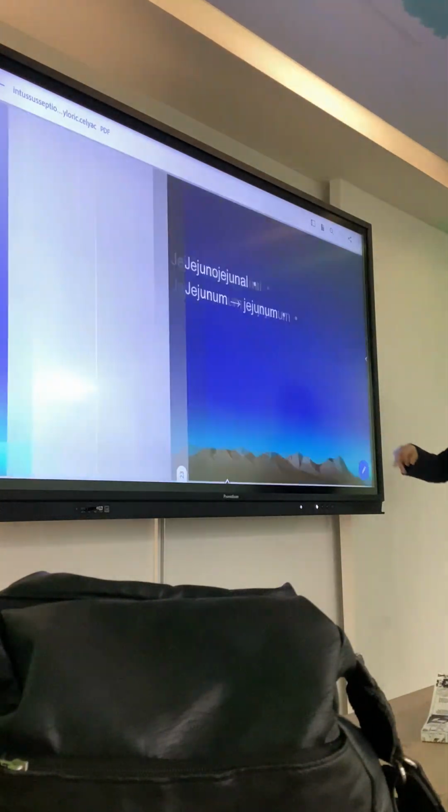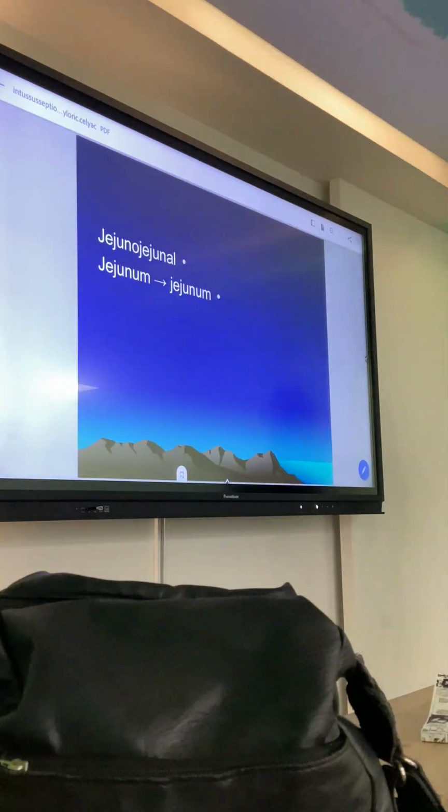Ileo-ileal. Jejuno-jejunal. Jejunum goes into jejunum. You know the duodenum, jejunum, okay? Jejunum goes into jejunum. You are speaking about the small intestines. Tell me about the small intestines.